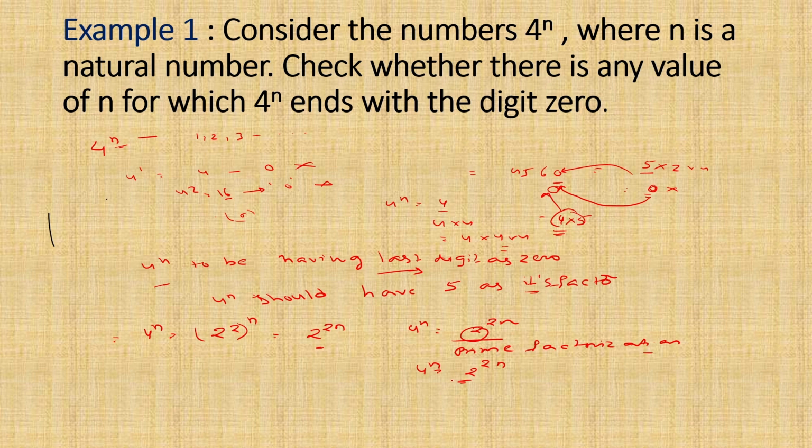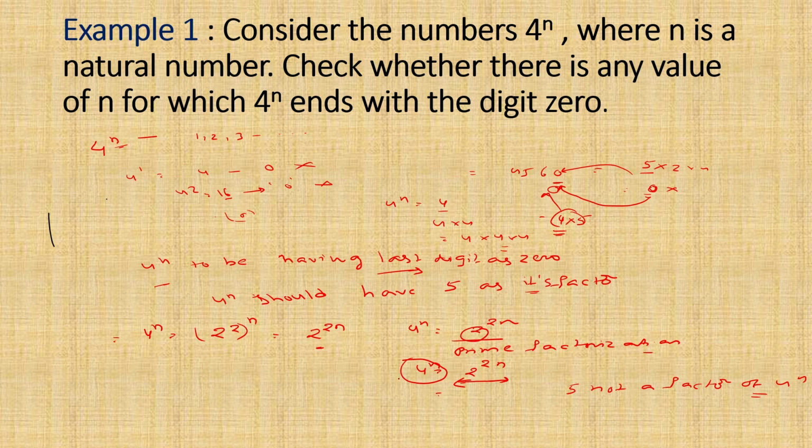So what does the fundamental theorem say? It says any composite number can be written as a product of prime numbers in a unique way. That is, 2 power 2n is the unique representation of this composite number. Unique way means no prime factor other than 2 exists for the composite number 4 power n. What it means is 5 is not a factor of 4 power n. Understood, no?